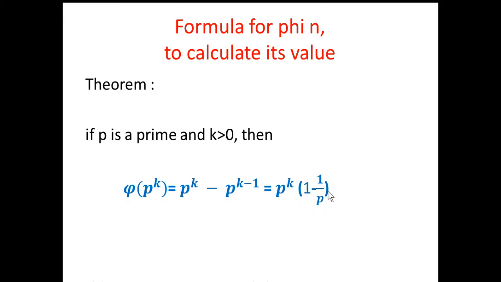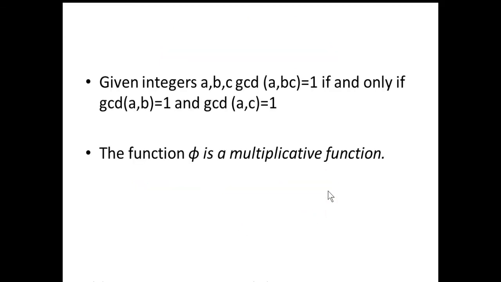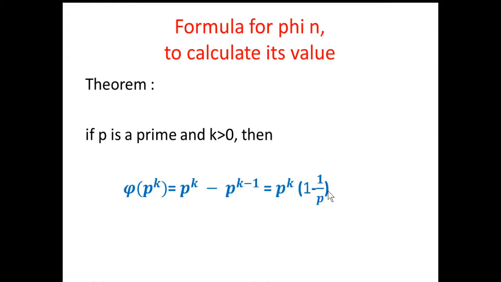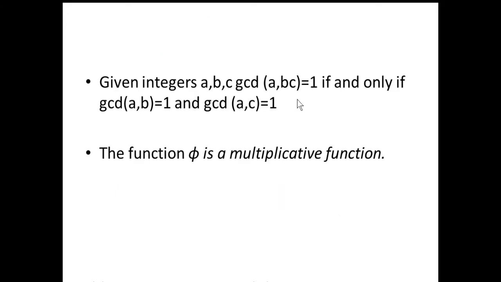So this is phi of p to the power k. Then there is its generalization also, if you have a product of powers of primes, p1 to the power k1, p2 to the power k2. Then you just have different factors: p1 to the power k1 times (1 minus 1 upon p1), and p2 to the power k2 times (1 minus 1 upon p2), like that.